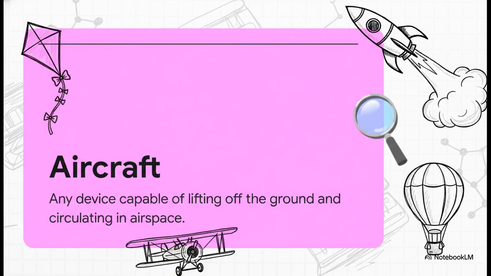Well, turns out the official definition is surprisingly simple. An aircraft is just any device that can lift off the ground and move through the air. That's it. It's a category so huge it covers everything from a toy kite to a rocket blasting into orbit.